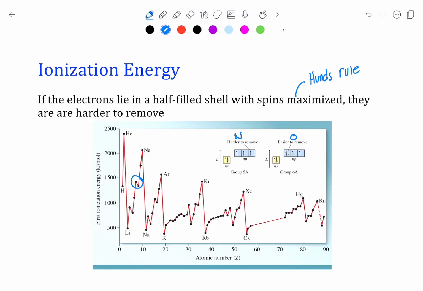So we see that change in ionization energy. Ionization energy does tend to increase as you go across the period, but there are exceptions due to where the electrons are and if they would prefer to be removed or not. Okay, so you have to keep that in mind.